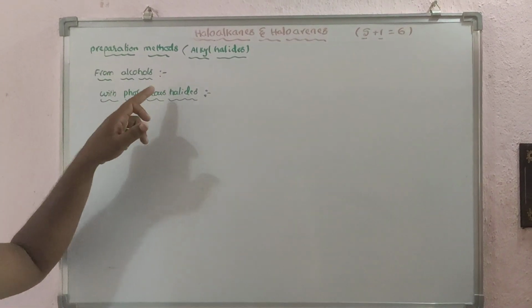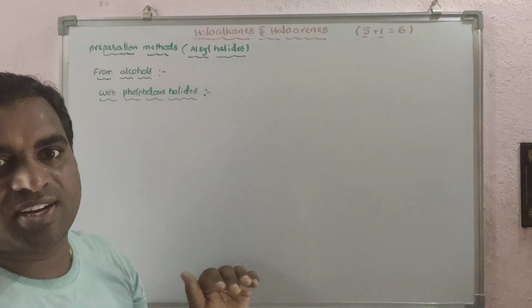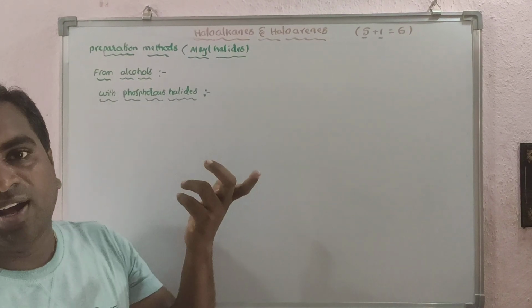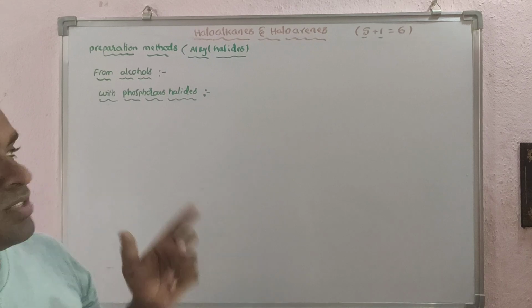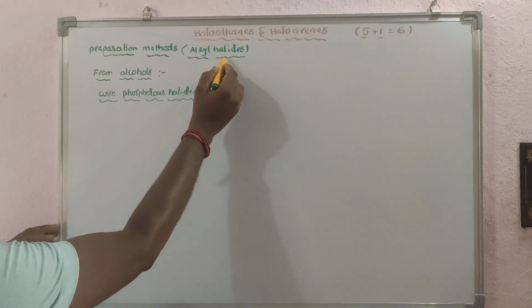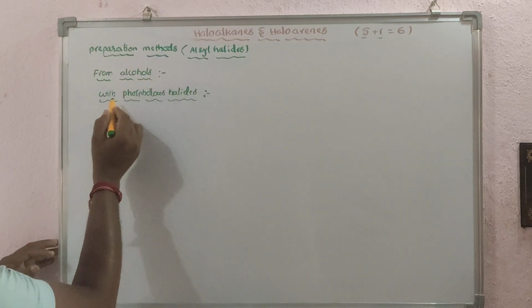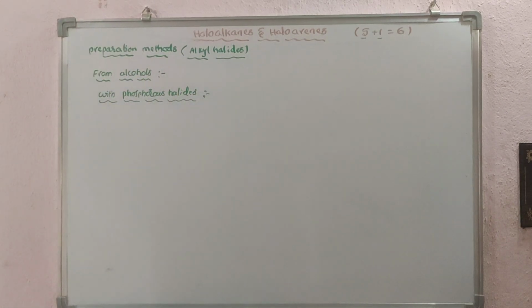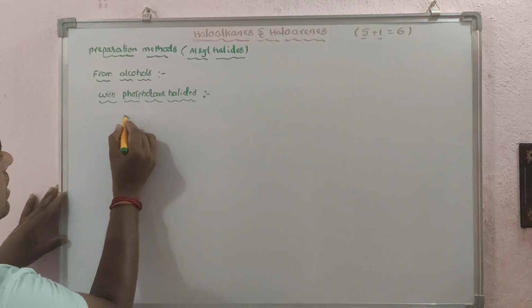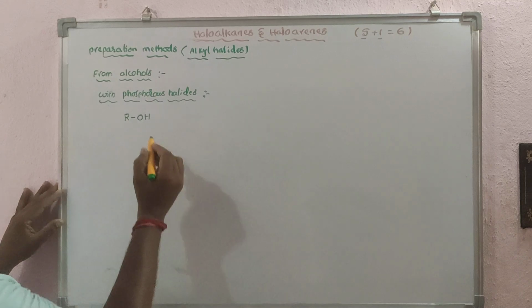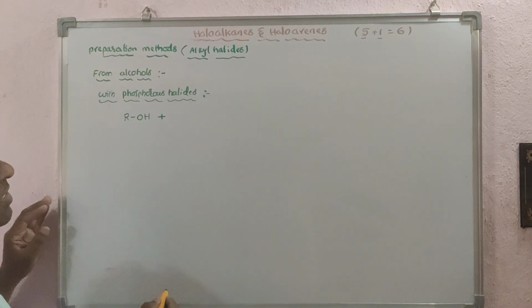Next one is from alcohols. This I have already discussed, but I forgot to discuss the phosphorus halides and thionyl chloride. So I will continue here. Alkyl halides are prepared from the alcohol with the treatment of phosphorus halides. Clear? Now I will take the alcohol here. You know the general formula of alcohol is ROH, and it is treated with phosphorus halide.